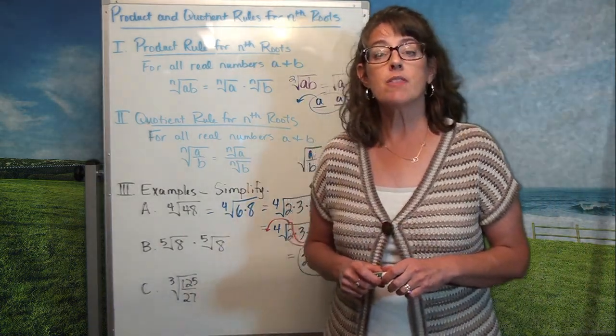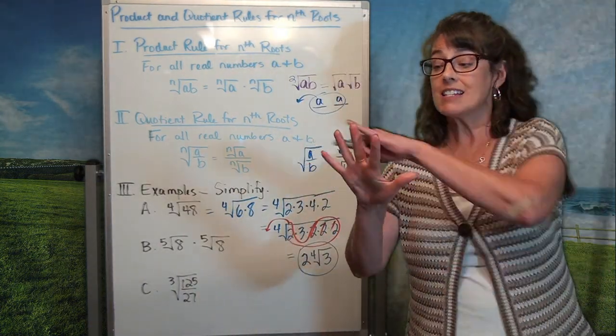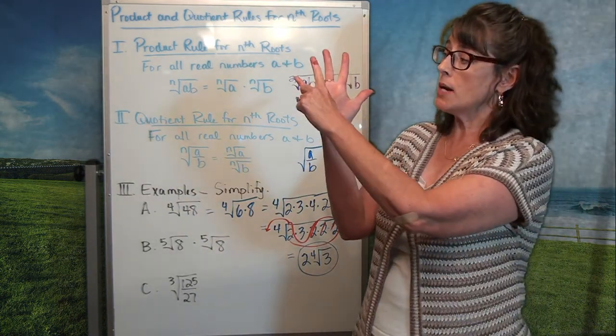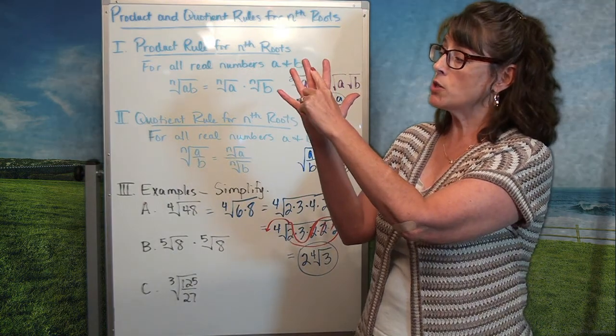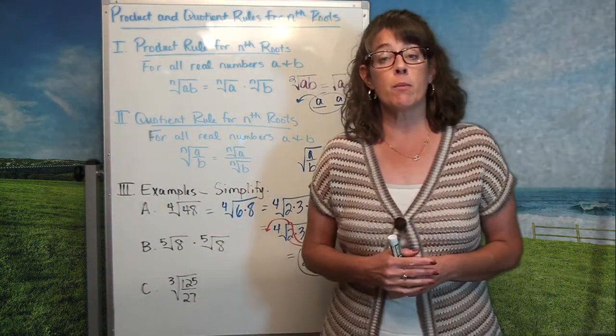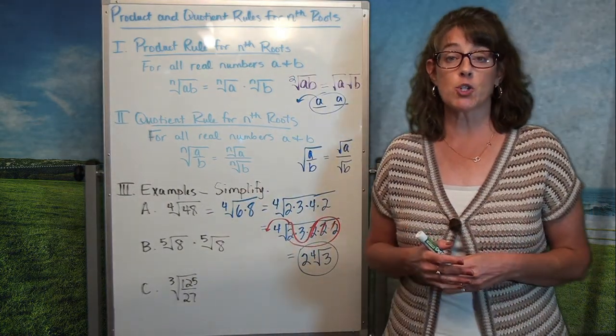5th root of 8. That means 5 slots. Same number in all 5 slots to create an 8. Well, 2 times 2 is 4. 4 times 2 is 8. That's only 3 slots. I need 5. So I don't know a number that I can multiply by itself 5 times to create an 8.